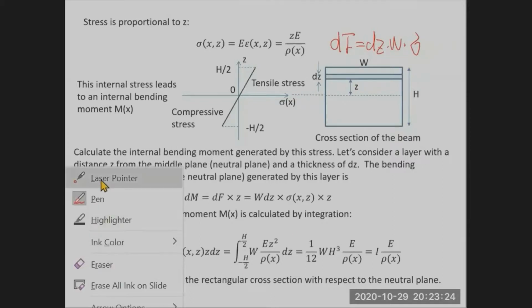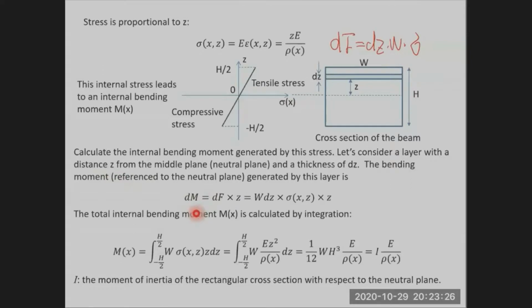So the bending moment referring to the neutral plane, right, generated by this layer is dF times z, force times distance. And dF is dz W sigma, right? W dz times sigma times z. So that's the bending moment generated by this thin layer.